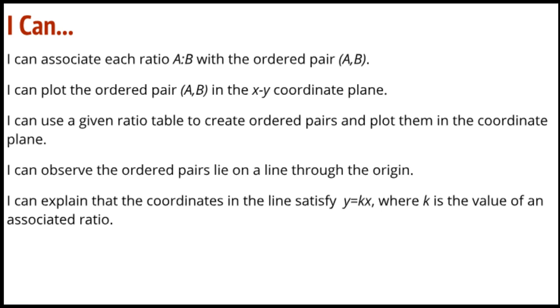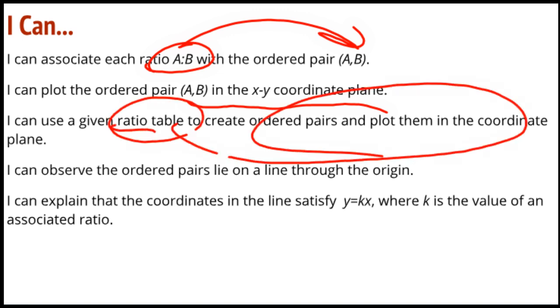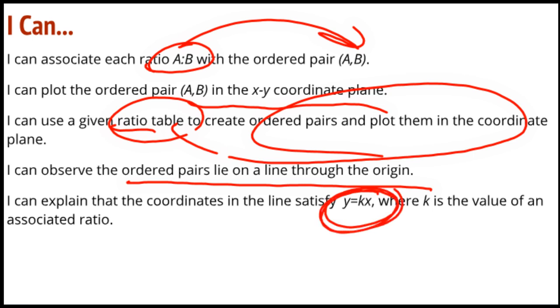All right, so hopefully you are feeling increased comfort with taking ratios and writing them as ordered pairs. Hopefully you are feeling more comfortable putting the ordered pairs on the coordinate plane. Hopefully you can take a ratio table and turn it into ordered pairs. Hopefully you can see that when we do the ordered pairs, we're starting at the origin. And hopefully you are seeing this is the equations that we are writing, and that value k is that constant value that doesn't change.